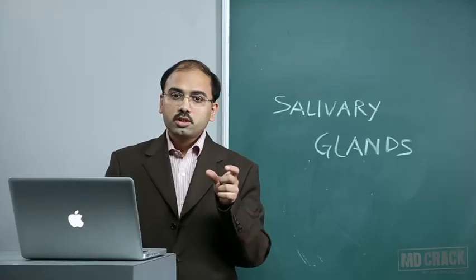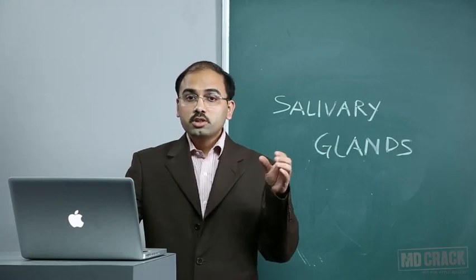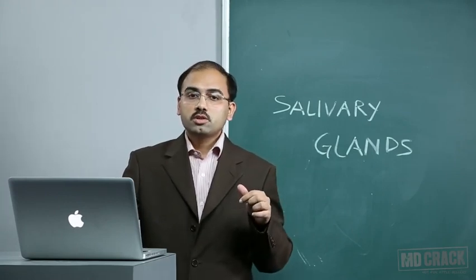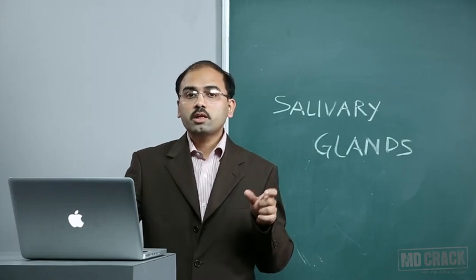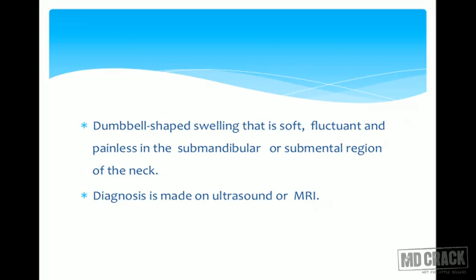So you should note this difference, because you may be asked whether plunging ranula is a retention cyst or extravasation cyst. So you may be confused. So you should remember that it is a mucus retention cyst. The mucus will collect within the cyst, which will perforate through the mylohyoid muscle diaphragm to enter the neck. So the mylohyoid muscle, which is located at the floor of the mouth, it will go through the mylohyoid muscle and cause swelling in the submandibular region. It will be a dumbbell shaped swelling that is soft, fluctuant and painless in the submandibular or submental region of the neck.